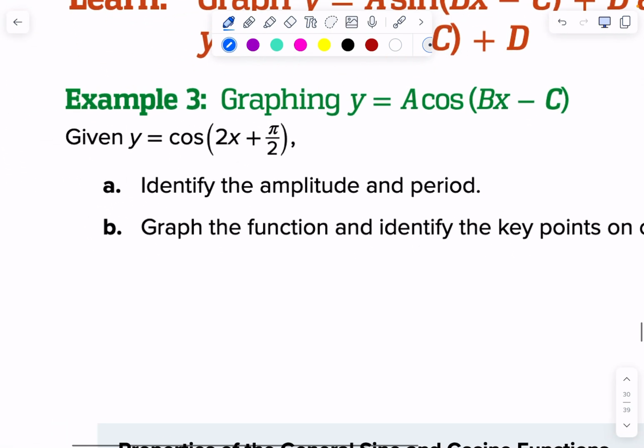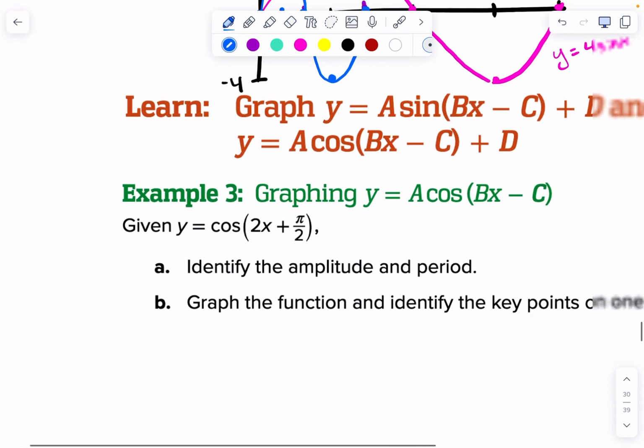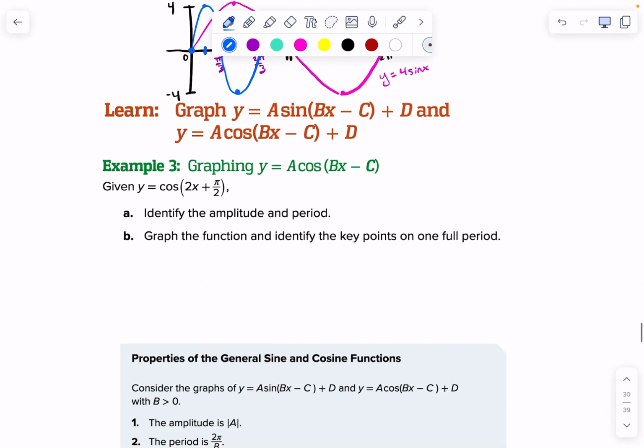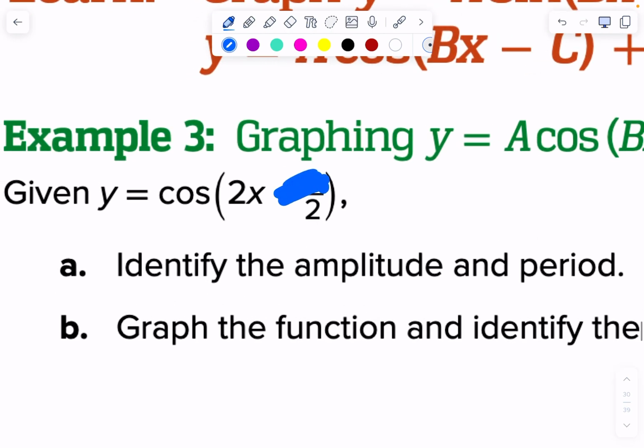This one is graphing cosine. Oh, I don't want to do that yet. Can we change this? I'm going to get rid of the plus pi over 2 because I don't want you to do that. Let's just graph cosine of 2x. Graph cosine of 2x. Get rid of the pi over 2.